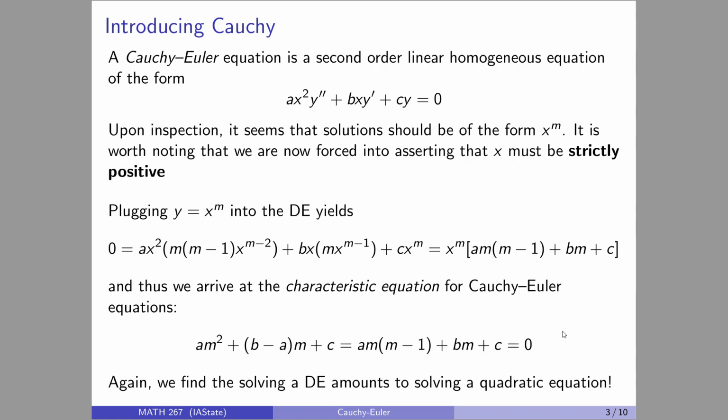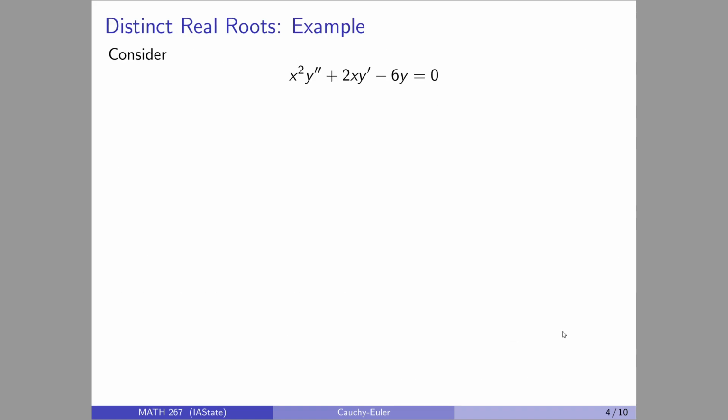Alright, now that we know that every Cauchy-Euler equation turns into just a quadratic, get the roots, well, we've been here before. I've seen this one. It's a classic. So what's going to happen? Well, distinct roots, repeated root, and complex ones. So let's do them.